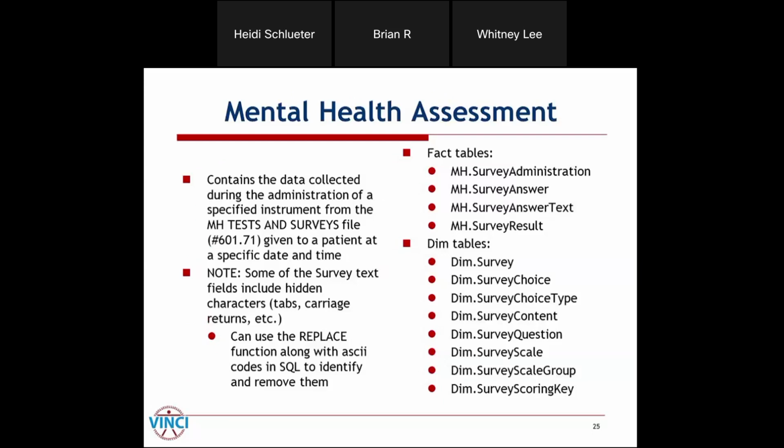The mental health assessment domain contains data collected during administration of specified instruments from the mental health test and survey file number 601.71, which are given to a patient on a specific date and time. Please note that some of the survey text data here includes hidden characters, things like tabs or carriage returns, and you can use the replace function along with some ASCII codes in SQL in order to identify and remove these to clean up that data as you query it. It also includes these fact and dim tables.